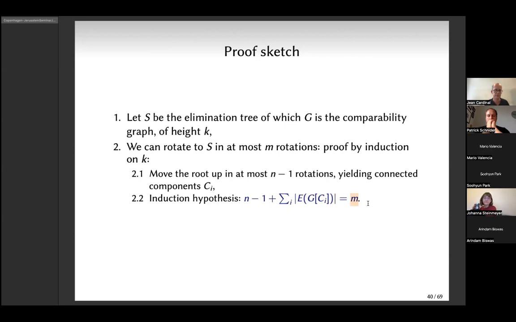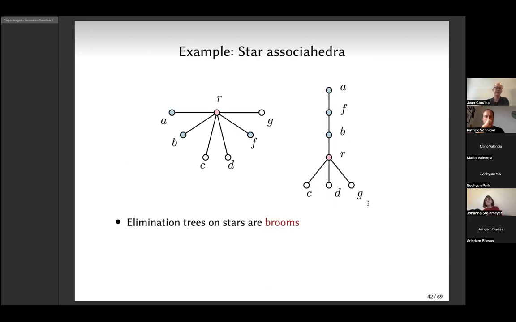perfect graph, okay? And now you can rotate any elimination tree in m rotations to this basic tree S, and now you can go to any one in the same number, right? So it's at most twice m. Okay, so this elimination tree S is sort of the hub to which you go, and then you can go to anywhere else from there by just doing the reverse rotation. So this is an outline of the proof that for a trivially perfect graph, the diameter of the associahedron is at most twice the number of edges.